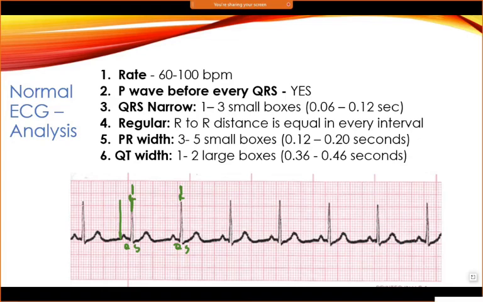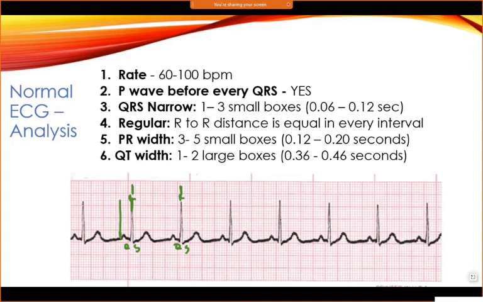So we're going to look at that PR width, and then an extra additional, which we don't usually do, is the QT width, which is basically from the beginning of the QRS all the way to the end of the T, and that's measuring the whole systole cycle. So from beginning of ventricle conduction to resetting. We only really look at QT width for certain medications that prolong it. Because if we're prolonging our whole systole and reset period, there's much higher likelihood of a misfire during that time. So we're not really going to look at the QT width very much.